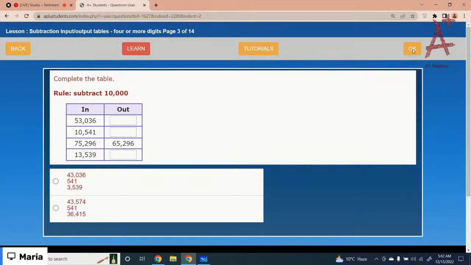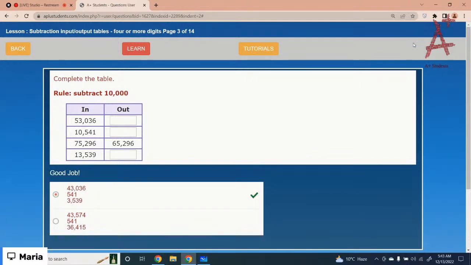Then 10,541. So you have to subtract 10,000. So 10,000 subtract 10,000 is, so that would be the 13. That would be the first option. Got it? So just select the correct option, then click on the OK button.